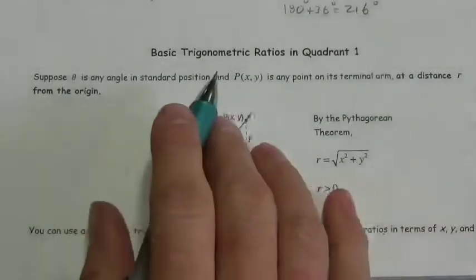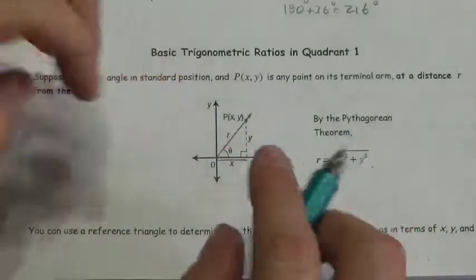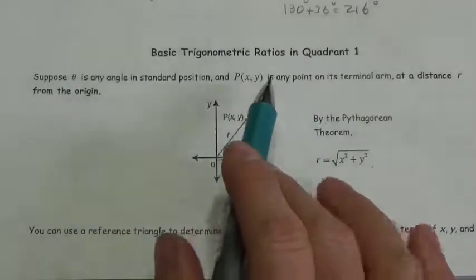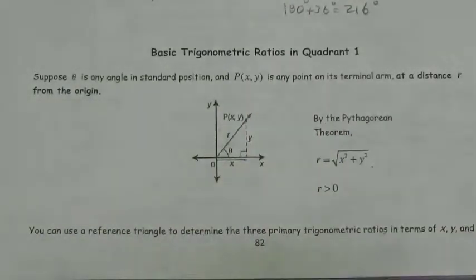In this next section, we're going to introduce you to the basic trigonometric ratios, but we're going to limit ourselves to angles that are in standard position in quadrant 1. So now we're going to officially talk about the basic trig ratios in quadrant 1, and then we're going to expand this around the full circle.